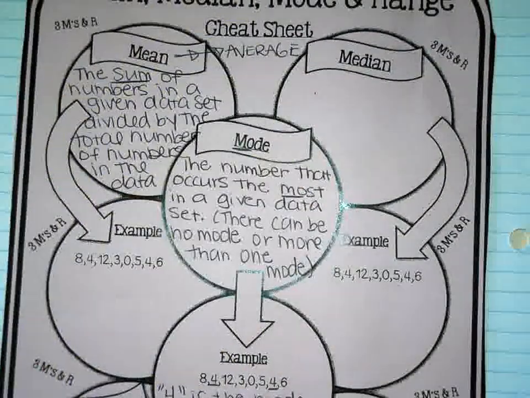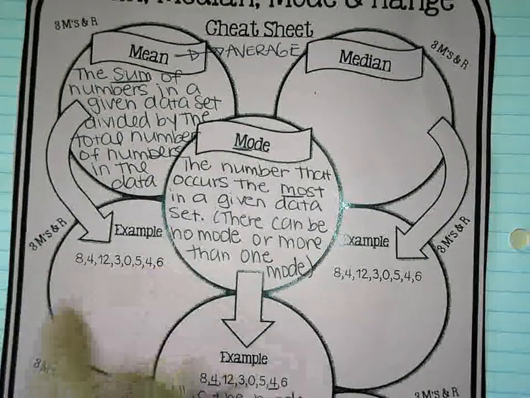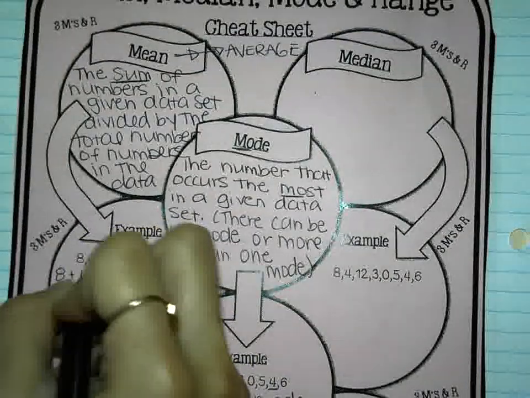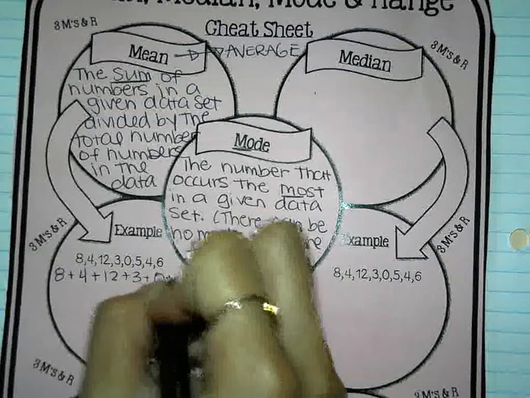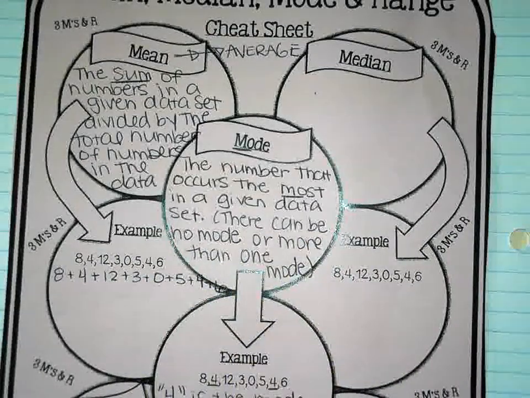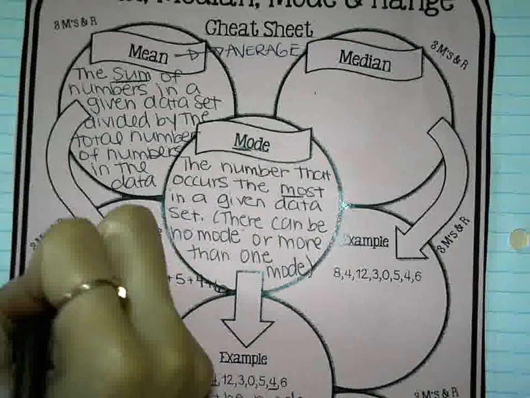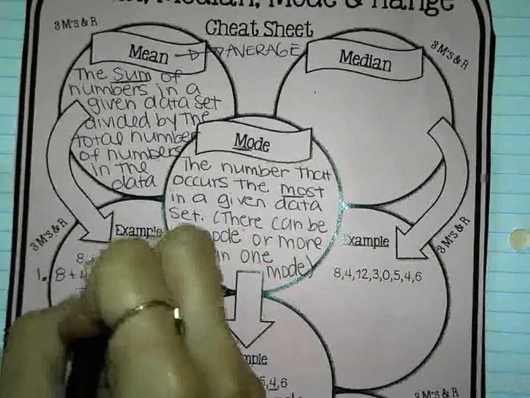Sum means you need to add all of the numbers together. So I need to add all of these numbers together. I need to do 8 plus 4 plus 12 plus 3 plus 0 plus 5 plus 4 and plus 6. So pause this video, add it all together. When you're done adding it together, check to see if you did your math correctly. The order in which you add does not matter. You should still get the same answer no matter what, which is that first step. And once you pause the video, come back, you should tell me that the answer is 42.